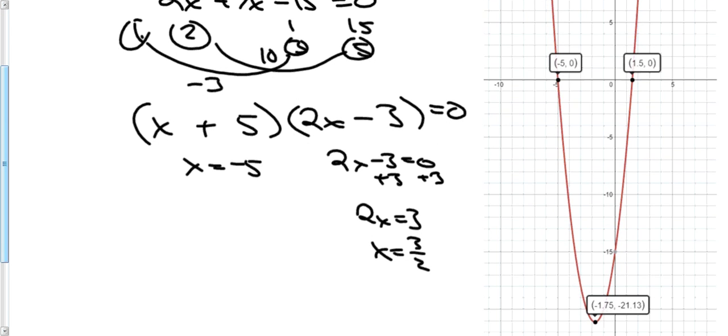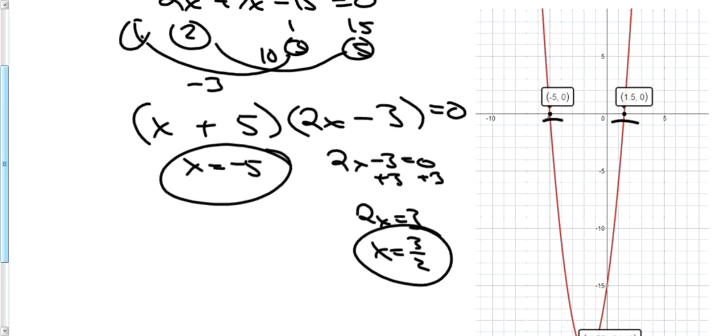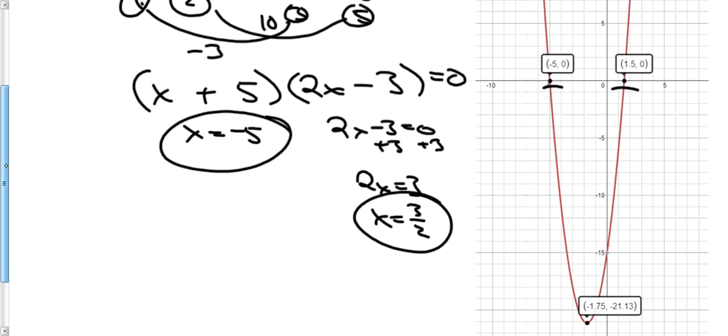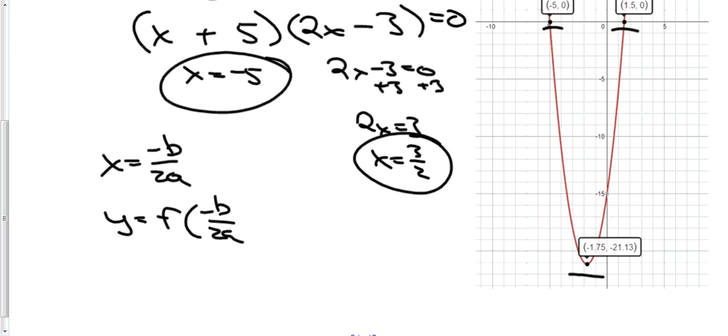Looking at this graph, I can see a couple of points. I can see that there's an x-intercept at negative 5, and there's an x-intercept at 1.5. So the same answers that I got from factoring, I can just look at the graph and tell. The graph also shows the vertex, which we could get if we wanted to, using the formula x is equal to negative b over 2a, and y is equal to f of negative b over 2a, to find the other most important point of my quadratic.